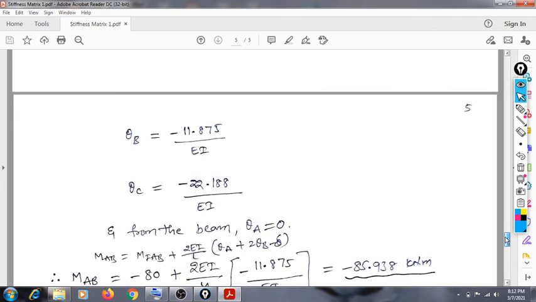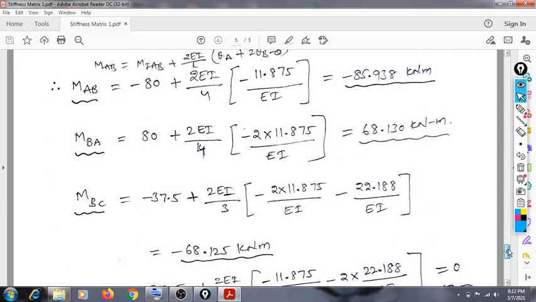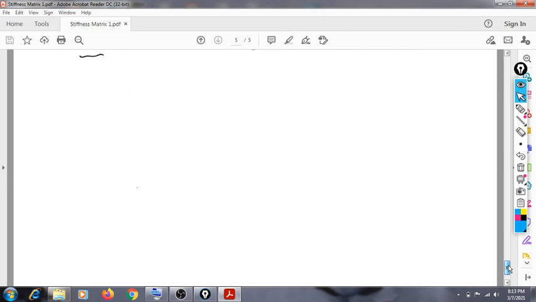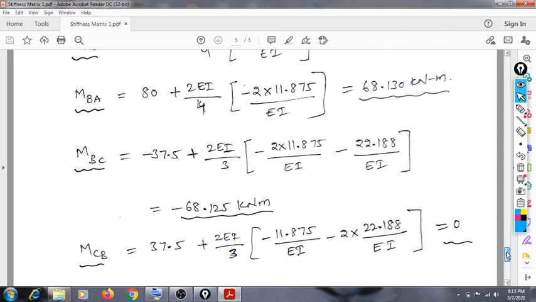Next, we know that the final moments we have to calculate from the slopes or deflections we get. Here theta A is the slope, that is displacement or slope, whatever. We are finding it by using the general slope deflection equation as MAB and MBA here, and MBC in the same manner, and MCB. This is the calculation that is done in general using the slope deflection equation. So the final moments we get are MAB, MBA, MBC and MCB as shown here.